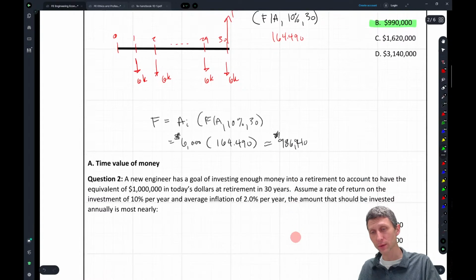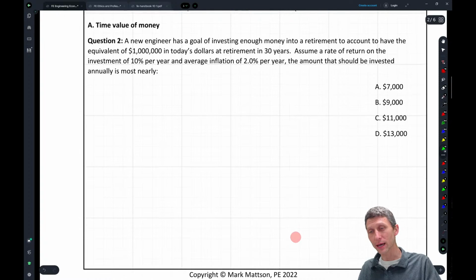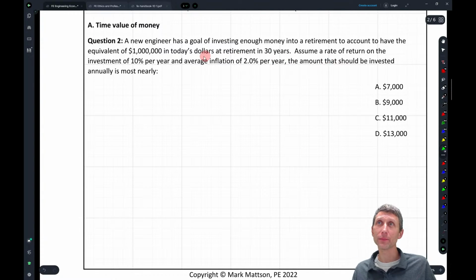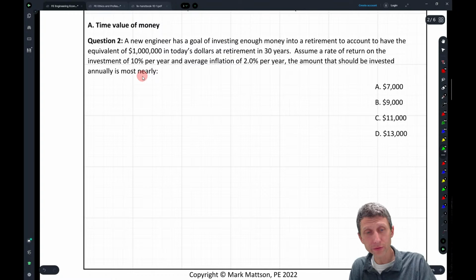So let's look at question 2. Question 2 says, you have bigger aspirations. You want to be a millionaire like you'd be a millionaire today. So the question is, you want to have the equivalent of $1 million in today's money in 30 years. So what's that going to look like? Well, we're going to assume that we have an investment rate of 10%. So this is kind of like stock market rate. We're going to do average inflation at 2% per year. And the amount that should be invested annually is most nearly. So in other words, let's take a look at a couple diagrams here.